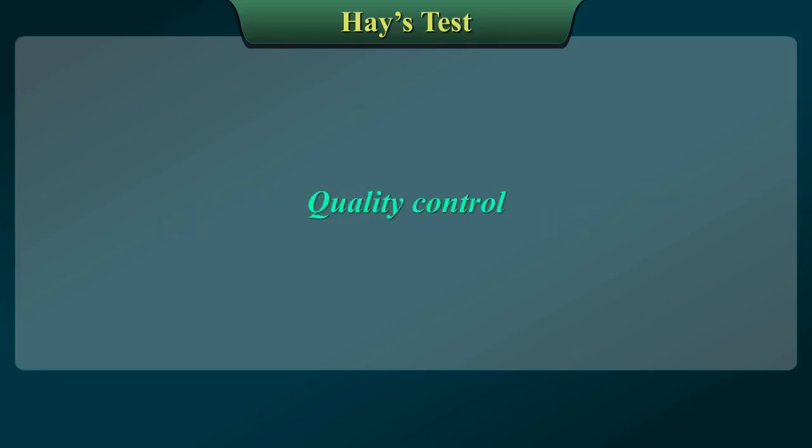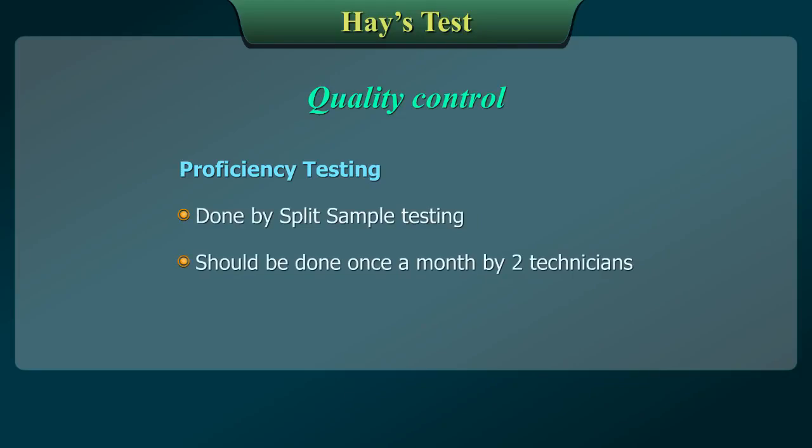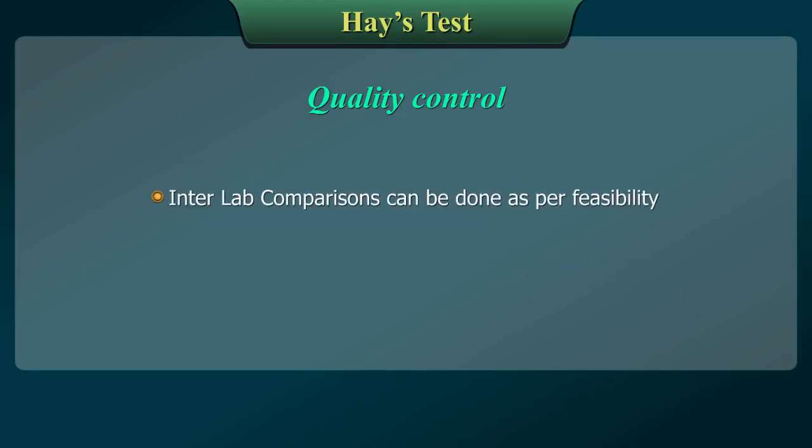Quality control: proficiency testing can be done by split sample testing once a month by 2 technicians. Inter-lab comparisons can be done as per feasibility.